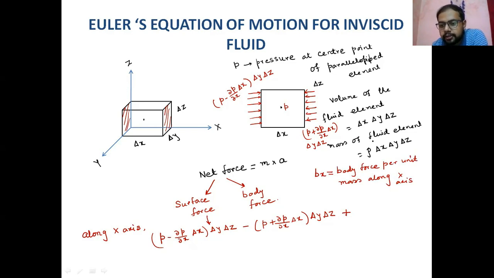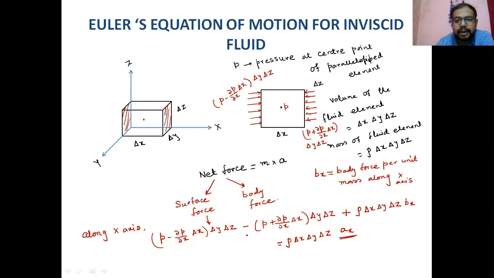So what is the force? The mass of the fluid element into Bx. The mass of the fluid element is rho del x del y del z, into Bx. So the surface force plus body force, that is the net force acting along the x-axis, will be equal to the mass of the element into the acceleration along the x-axis.